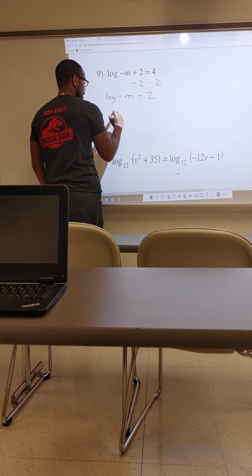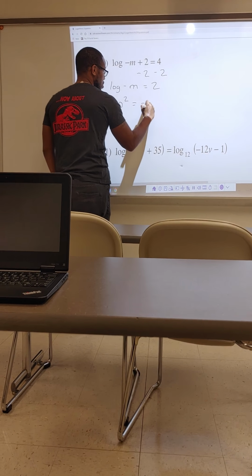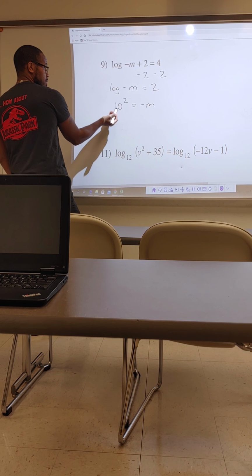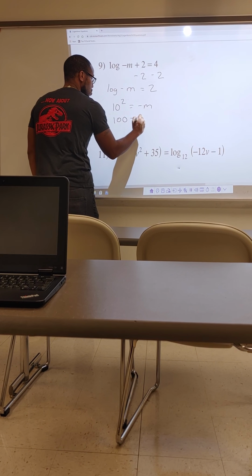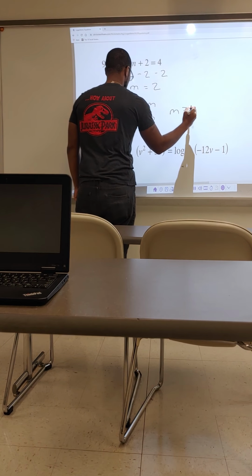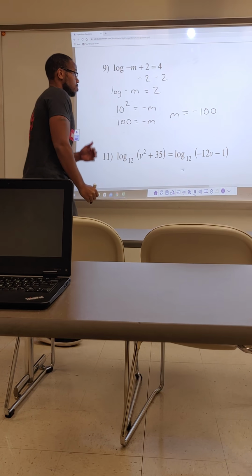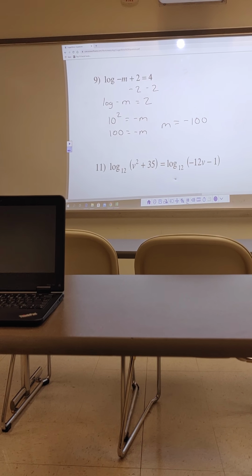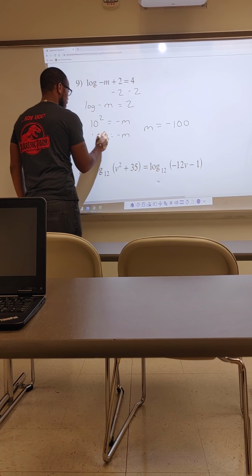Okay? So now we would have 10 as our base, 2 as our exponent equals negative m. 10 to the second power is 100. So 100 equals negative m, meaning that m equals negative 100. Again, you can pause as needed.